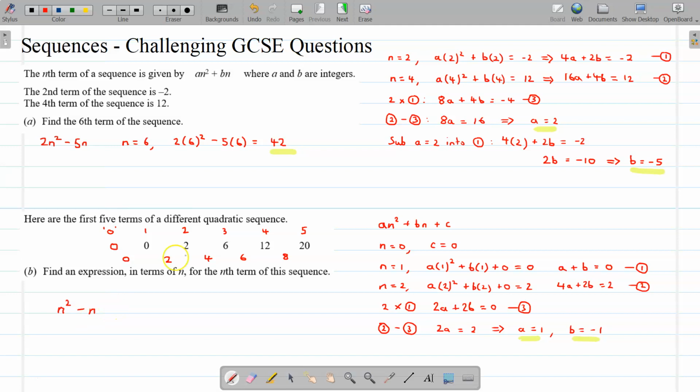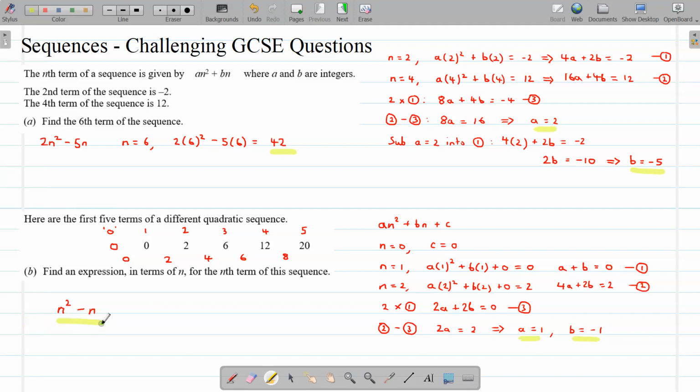Now, if you look at the sequence, you can see that's right, because when n is 1, 1 squared minus 1 is 0. When n is 2, 2 squared minus 2 is 2. When n is 3, 3 squared minus 3 is 6. 4 squared minus 4 is 12. It's actually quite easy to see that it works, but nevertheless, you should show how you got the answer, because it says find an expression in terms of n. So you shouldn't be guessing it and testing it out. You need to work it out like we've done here.